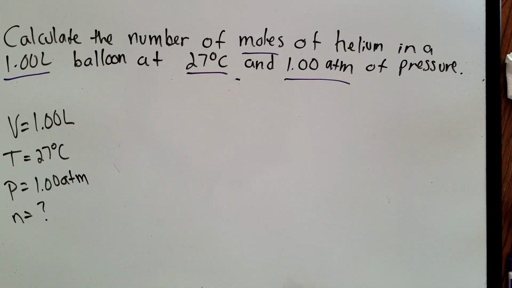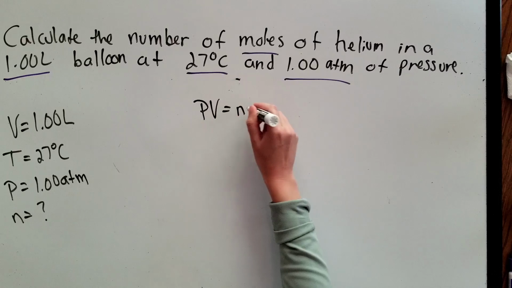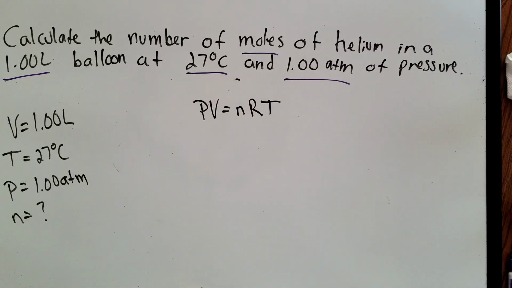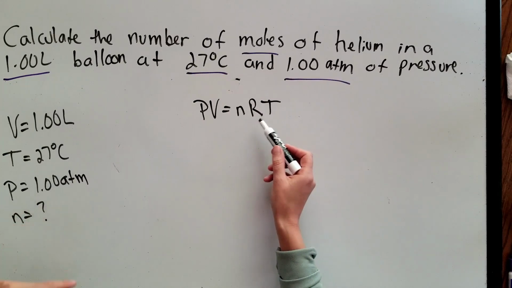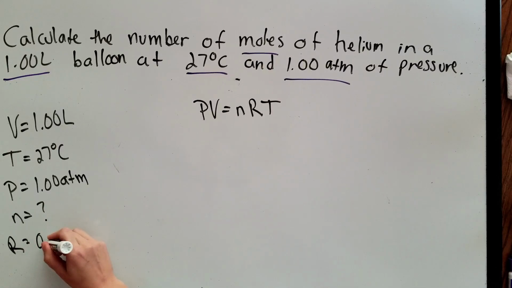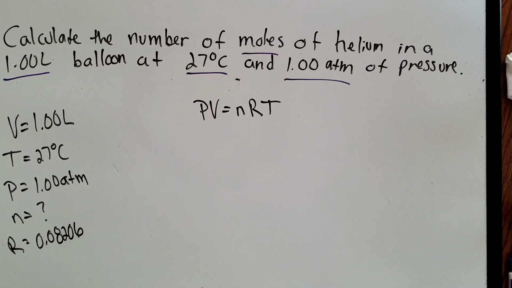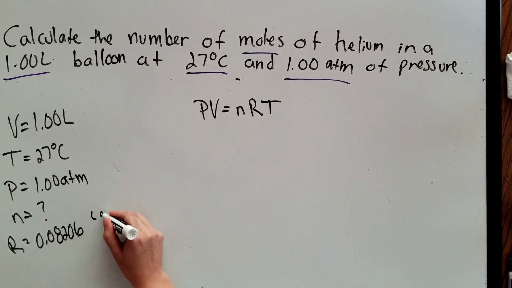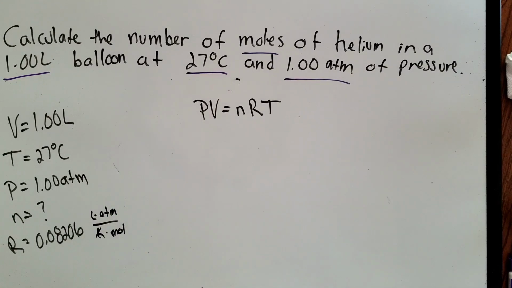All right, so the only equation that's going to work here is our PV equals nRT. So P we have, V we have, n we're looking for, R, so we need our R value, and remember that's a constant that is given to you on your equation sheet. So I'm just going to add that over here, leaving it unitless. Kelvin moles, you can do it. All right, so adding that so it's ready for when I need to plug it in.